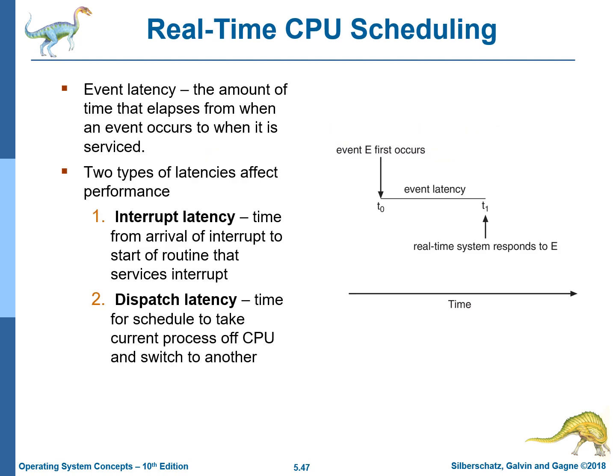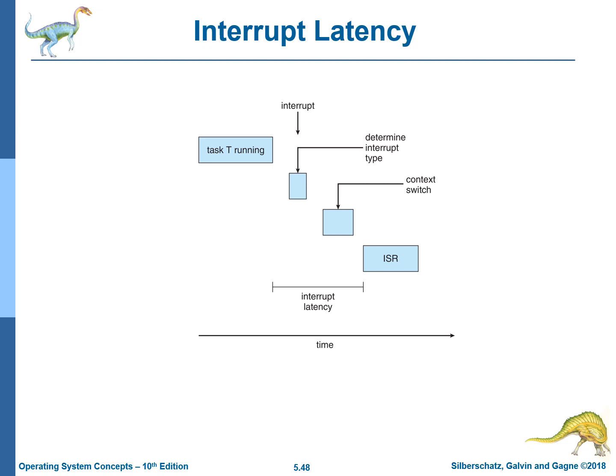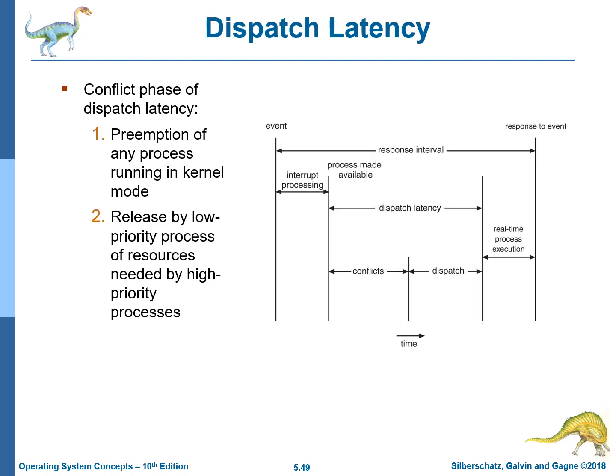Event latency is the amount of time that elapses from when an event occurs to when it is serviced. There are two types of latencies that affect performance. Number one, interrupt latency: the time from arrival of an interrupt to the start of the routine that services the interrupt. Number two, dispatch latency: the time for the scheduler to take the current process off the CPU and switch to another. As you can see here, the interrupt latency. Dispatch latency.